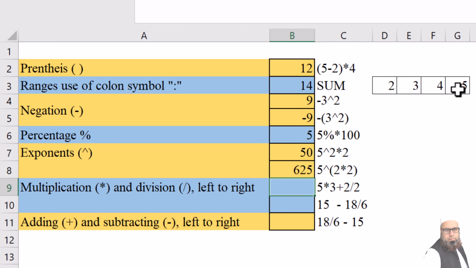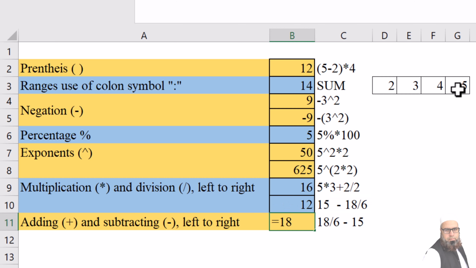Then multiplication and division: 5 multiplied by 3 plus 2 divided by 2. Can you guess what the answer will be? Microsoft Excel will start left to right calculations. 5 times 3 is 15, plus 2 divided by 2, that is 1. So our answer is 16. Then 15 minus 18 divided by 6. Firstly, Microsoft Excel will perform the division, that is 18 divided by 6, that is 3. 15 minus 3 is 12.